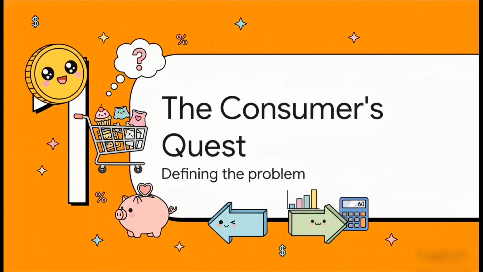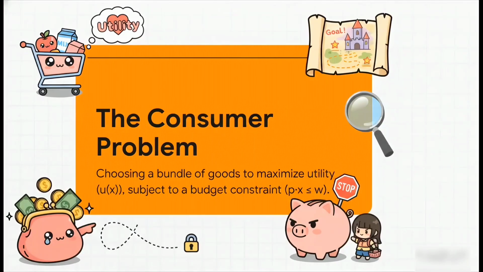We have to start by defining the quest itself. Economists call this the consumer problem. And believe me, understanding this is the key to everything else we're going to talk about. Here's the core idea. You, the consumer, are on a mission. Your goal? To pick a combination of stuff, a bundle of goods that gives you the most possible happiness, or, as economists like to say, the most utility. But, of course, there's a catch. You have to do all of this without spending more money than you actually have.